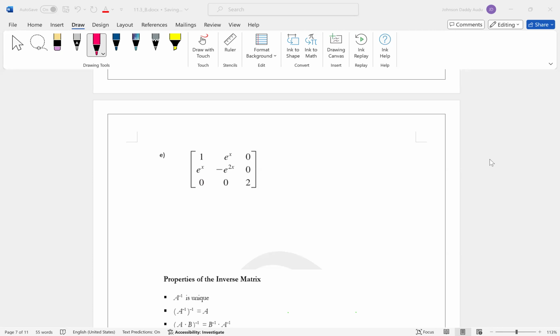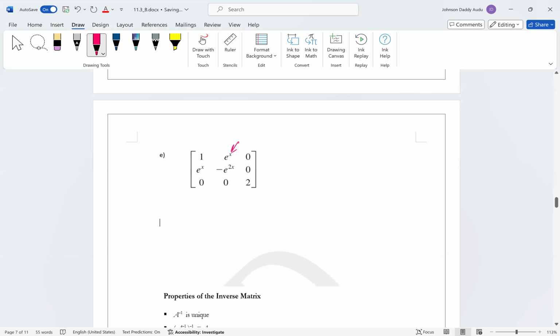All right, to answer the E question. So for this one, since you can see that some variables are involved and you want to find whether the inverse exists or not, all you need to do is find the determinant. If the determinant is 0, for values of x where the determinant is 0, it means there will be no inverse, right? And now how can you find the determinant?